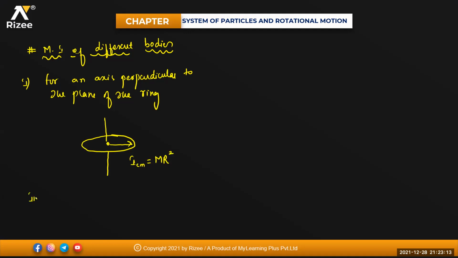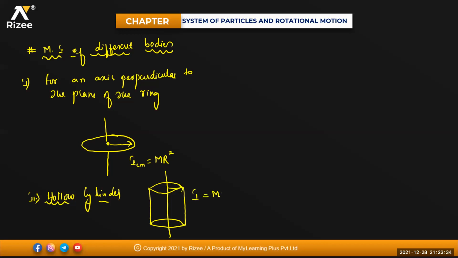In the same way, for a hollow cylinder, it is also the same. If I'm taking your hollow cylinder, it is a combination of n number of rings kept one above the other. This is your axis. This is your radius r. So even for this one, the moment of inertia is m into r square. So for the ring it is mr square, and for the hollow cylinder it is also mr square.